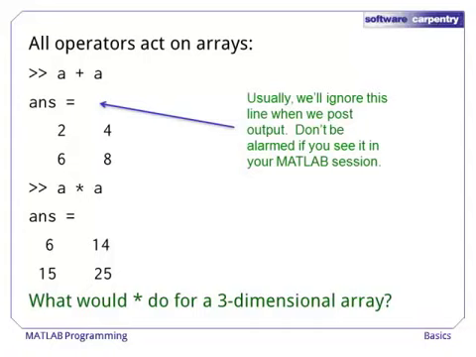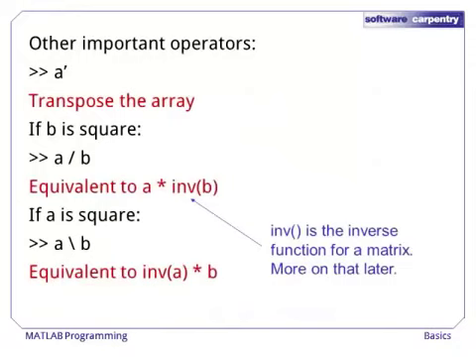As an exercise, see if you can figure out what happens when you multiply two three-dimensional arrays. As a hint, try to see what sizes must match between the arrays. Other important operators are the transpose operator, which is a single quote, and two kinds of division. The first division is a forward slash, and it is equivalent to A divided by B if A and B are scalars. If they are arrays, it is equivalent to A times the inverse of B. As a convenience, MATLAB provides a backslash division, which is the inverse of forward slash.